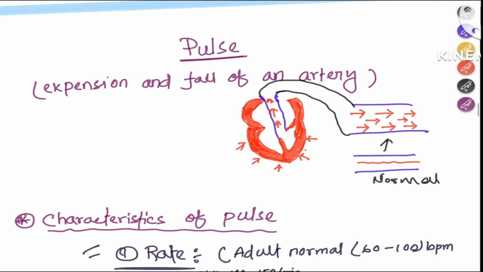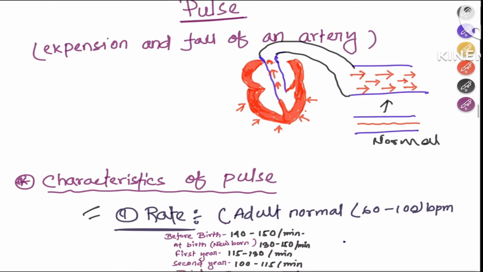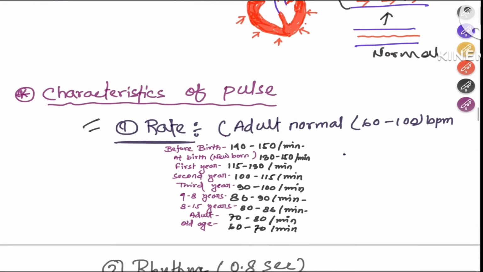So what is the normal pulse of our body? We will see one by one. So we will see the characteristics of pulse. Characteristics of pulse means all the things we will check in the pulse. First, we will check the pulse rate. What is the pulse rate in the body? For an adult or normal person, it is 60 to 100 beats per minute. In every minute, it will be 60 to 100 beats.